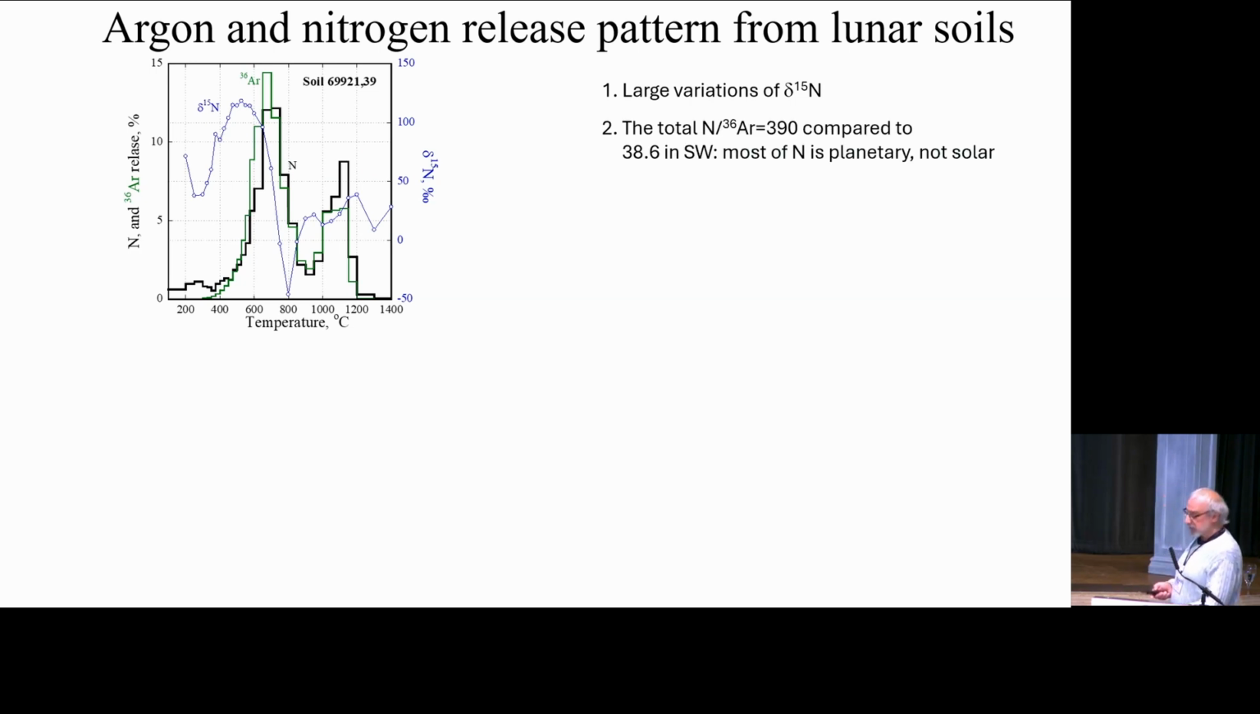So from this data, we can conclude that solar nitrogen is a minor component. The most abundant component in the sample is non-solar, so it's extra-lunar, from an extra-lunar source. The bulk data for the nitrogen to argon ratio confirmed that it is 390 compared to about 39 in pure solar wind. So the non-solar component of nitrogen is dominant.